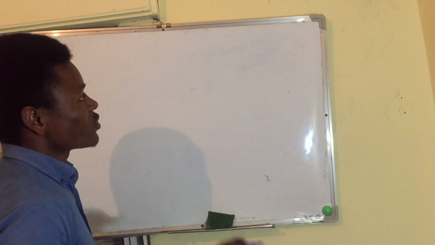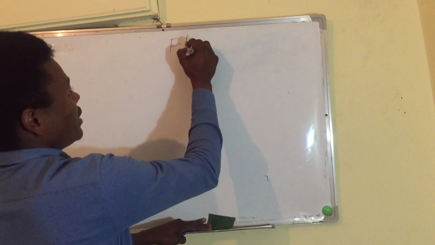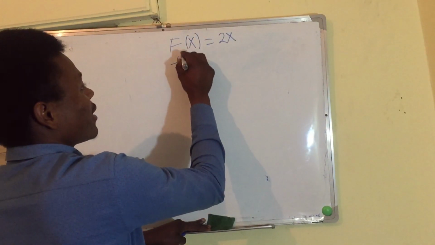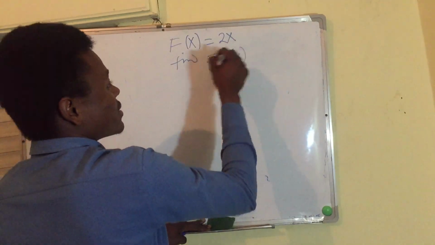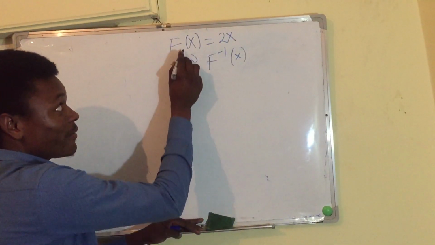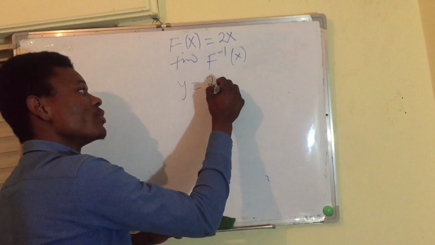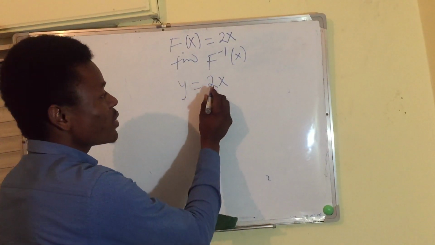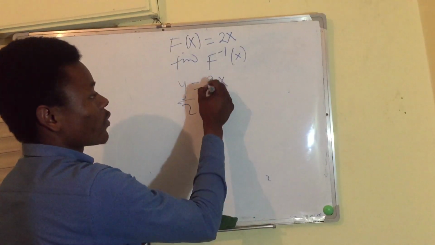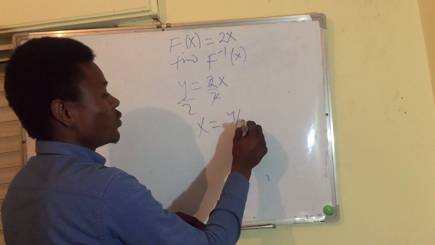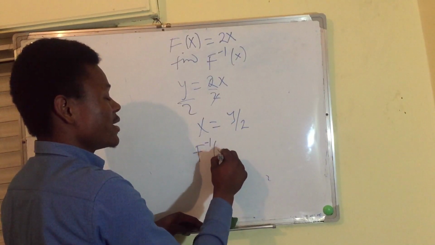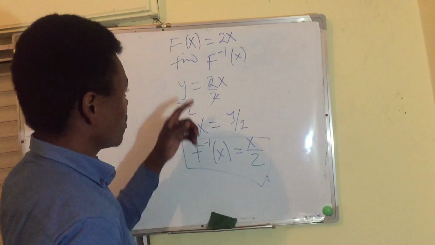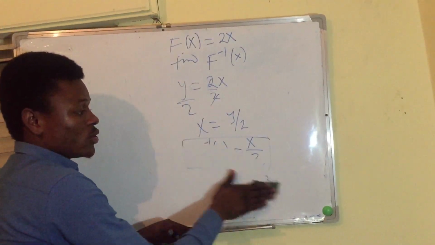Bari mu solving this example. Misali kana da f of x equals to 2x and you find f inverse of x, right? So let's say f of x to the y. Okay, y equals to 2x. Now solve for x. To solve for x, we have to divide by 2. X is equals to y over 2. So f inverse of x, so this is the inverse of this function. Simple.